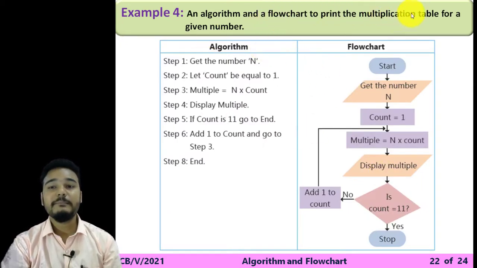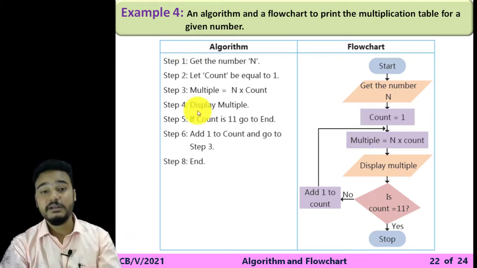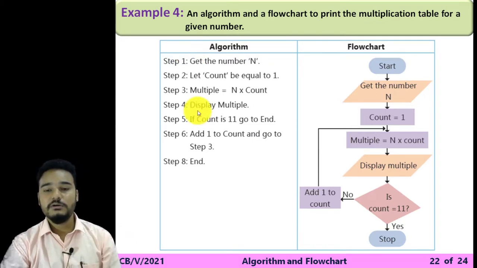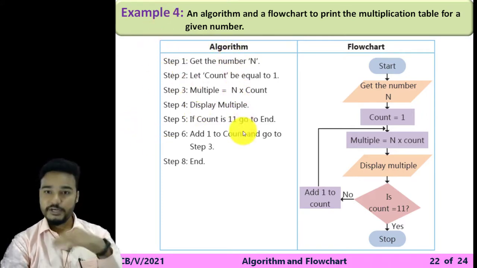Now, flowchart to print multiplication table for a given number. You have to prepare a multiplication table. Everyone should learn tables up to 30. Everyone should know the tables up to 30. So this is the algorithm to print those tables.